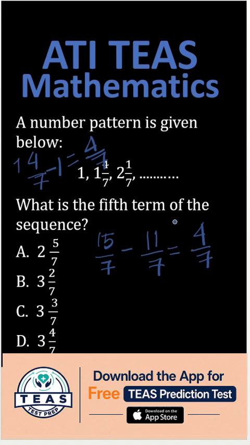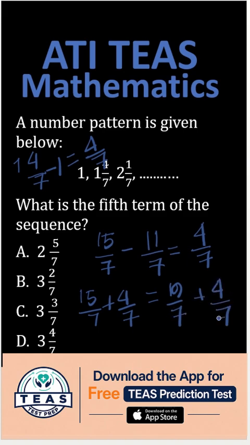So to find the fifth term, we add 4 over 7 with the third term first. That gives us the fourth term. So 15 over 7 plus 4 over 7 gives us 19 over 7. Again, we add 4 over 7 with 19 over 7. So 19 plus 4 is 23 over 7.